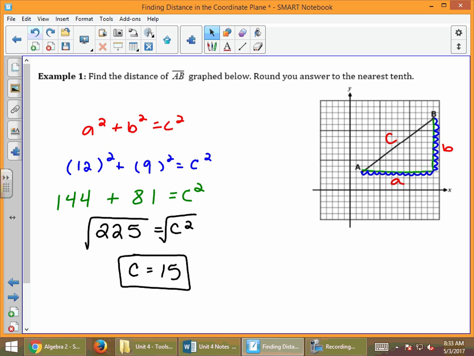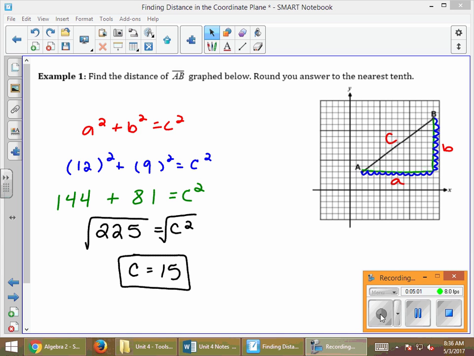In this case, we didn't need to round our answer to the nearest tenth because 225 is a perfect square. But sometimes, if it's not a perfect square, you just have to round your answer. So the length of AB is 15 units. If you need to rewatch this example, do that. If not, we're going to go ahead and move on to the next one.